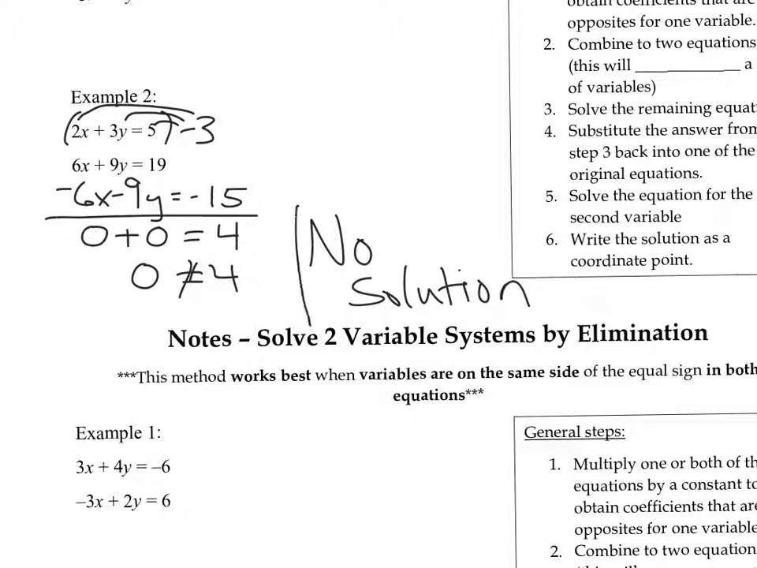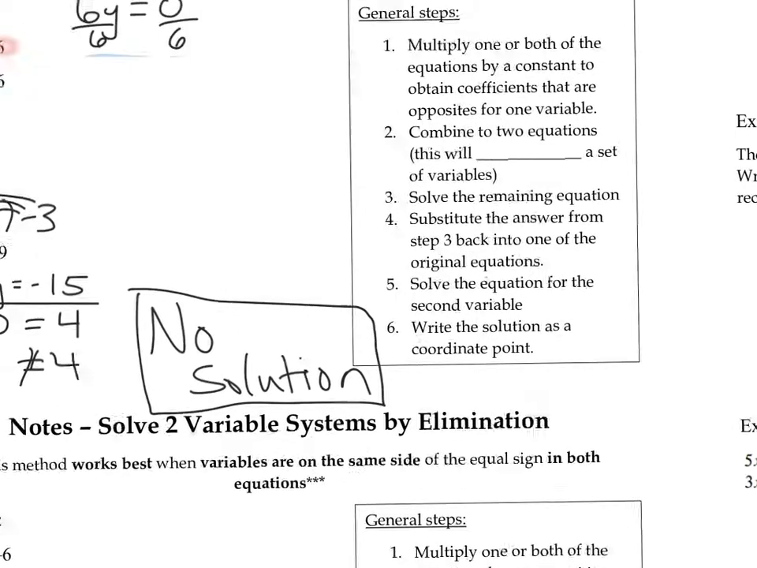All right, so that would be the answer to this one. We have no solution because that's not a true statement. 0 cannot also equal 4. It's not possible. Alrighty, let's go ahead and take a look at another example.